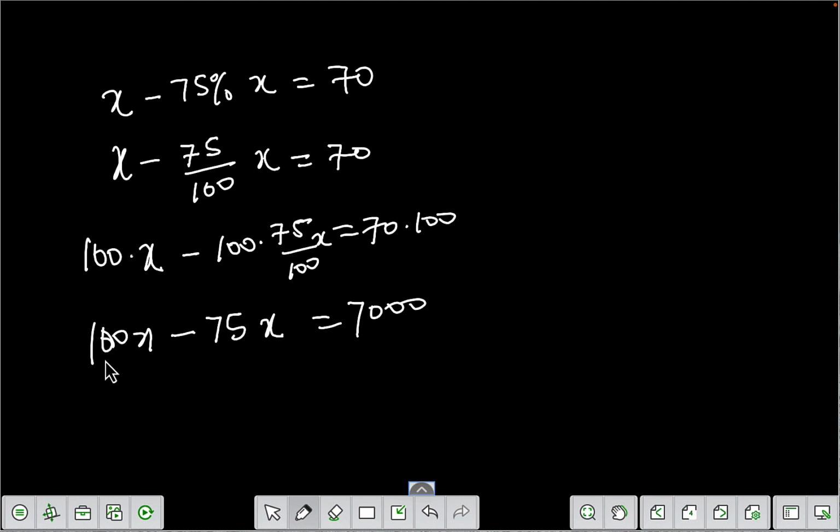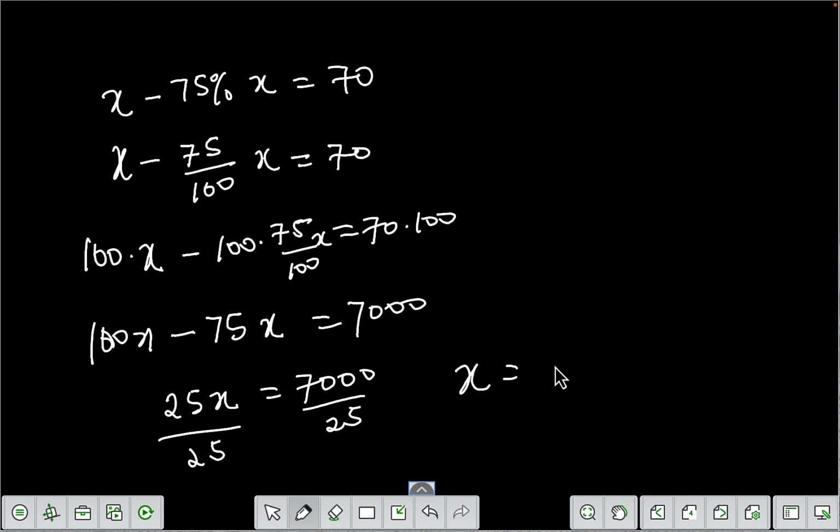So 100x minus 75x, they are like terms, so we can subtract their numeric coefficient. So 100 minus 75 will give you 25x, and that is 7,000. So we divide both sides by 25. X is equal to 7,000 over 25, right? So 7,000 over 25, if you have a calculator you can do that. That will be 280, right?